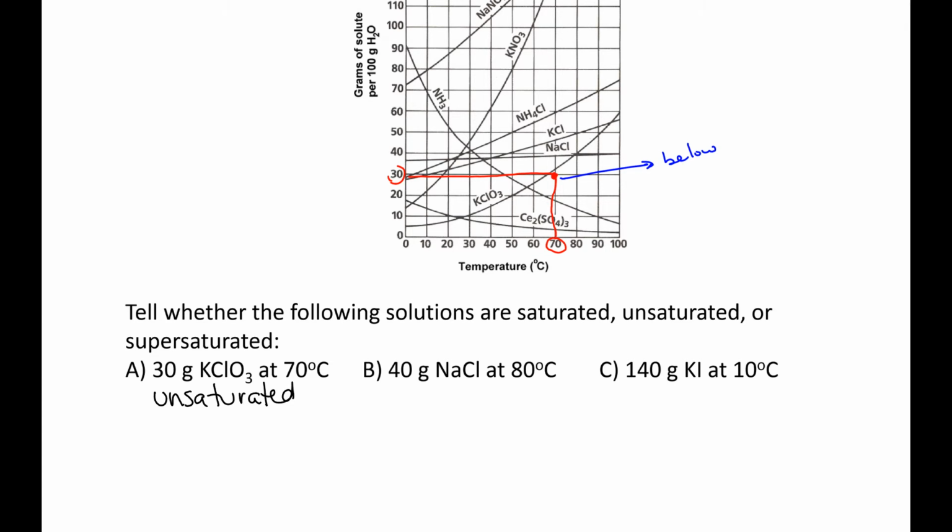Okay, now the next one, I'll use blue for the next one. 40 grams of NaCl at 80 degrees Celsius. So we're going to go 80 degrees, 40, and we're right here. Well, that's right on the line. So this one is going to be a saturated solution. See, it's right on that curve.